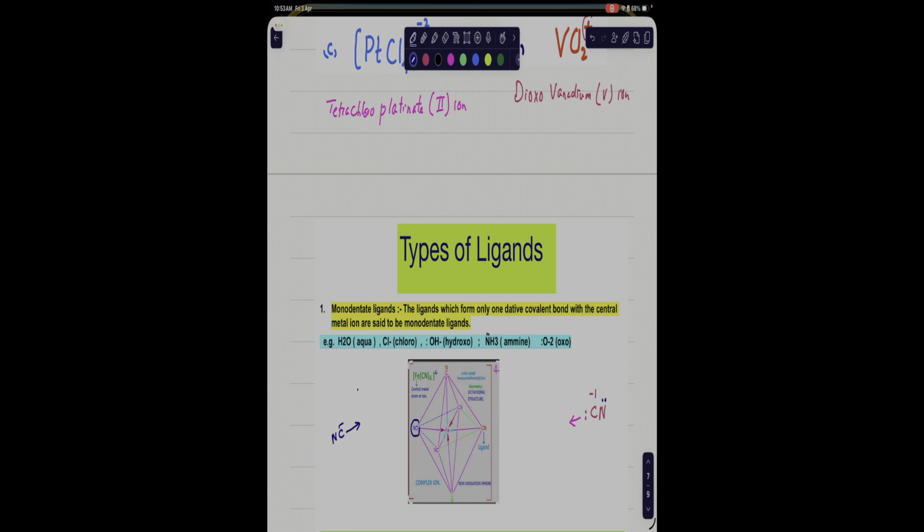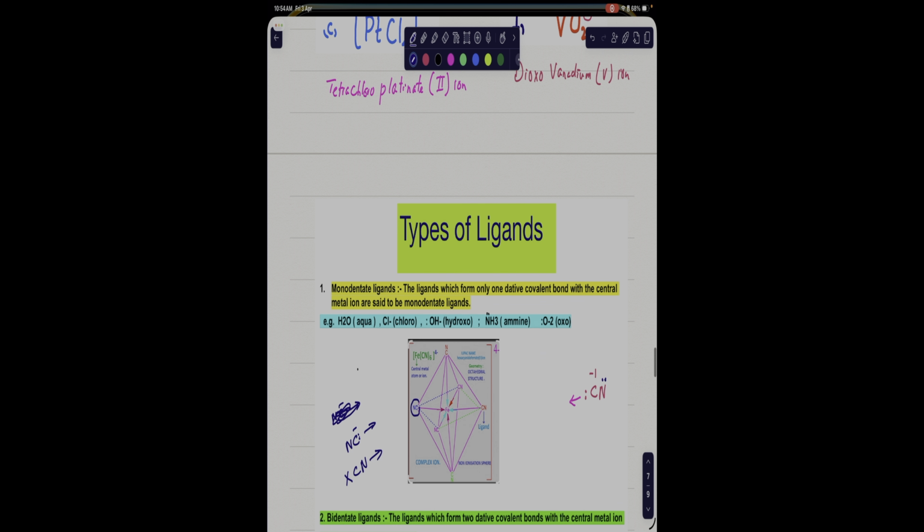The cyanide ion should connect from the carbon side, so you have to show it this way. Okay, this way. And never start the arrow from the other way, like from the nitrogen side. It's wrong. So whenever cyanide ion is a ligand, you have to make sure you are connecting from the carbon side, not from the nitrogen side.